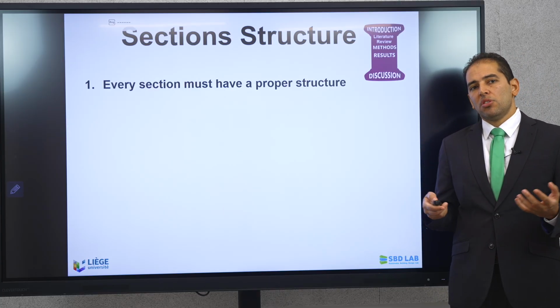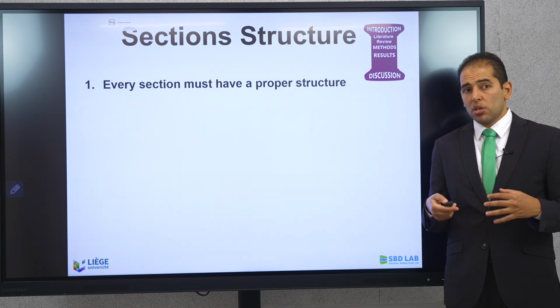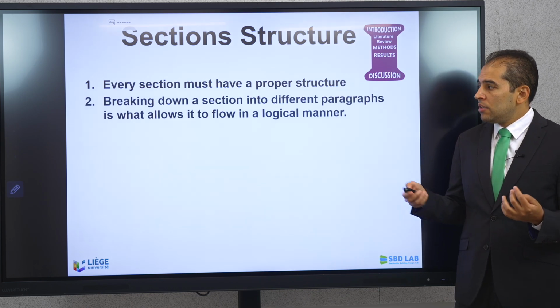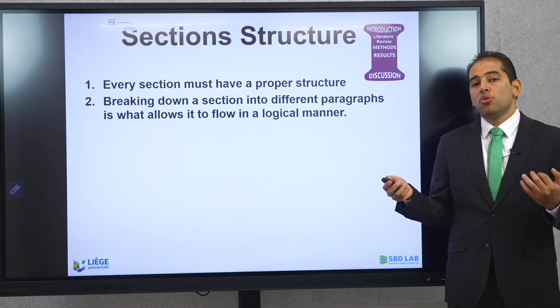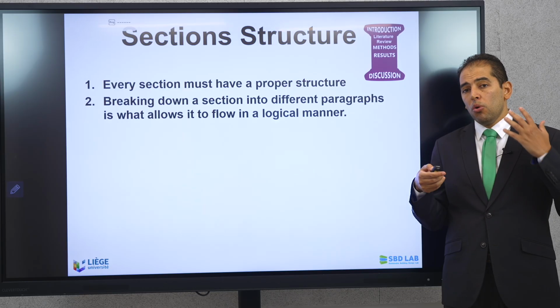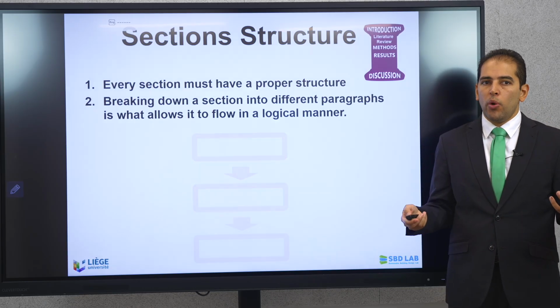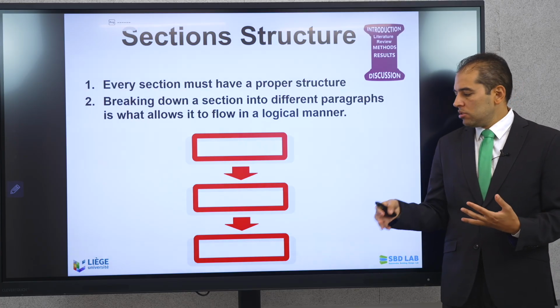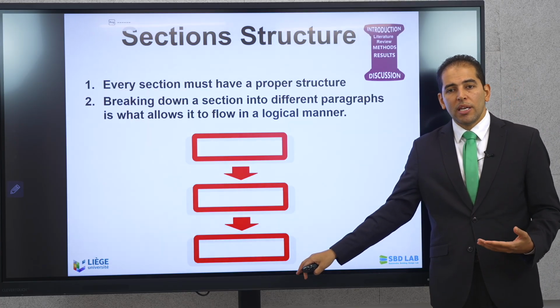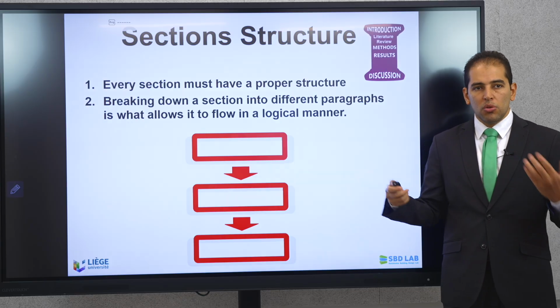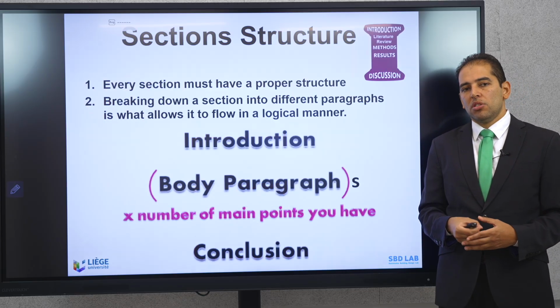Well, every section structure needs to have a substructure, so every section must have its own breakdown, and the breaking down of a section should be based on different paragraphs, which allows a flow of ideas in a logical way. So you have to start with an idea to an idea to an idea, and you cannot discuss something here that is complicated, that is A, B, before having first discussed A and then B. So this is the logic of your section structures.